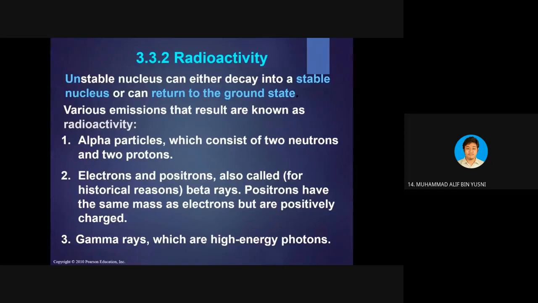An unstable nucleus can either decay into a stable nucleus or return back to the ground state. The various emissions that result are known as radioactivity. Alpha particles consist of two neutrons and two protons, whereas electrons and positrons are called beta rays. Positrons have the same mass as electrons, but they are positively charged. Gamma rays are high energy photons.